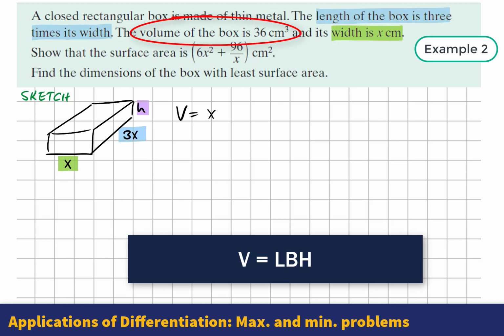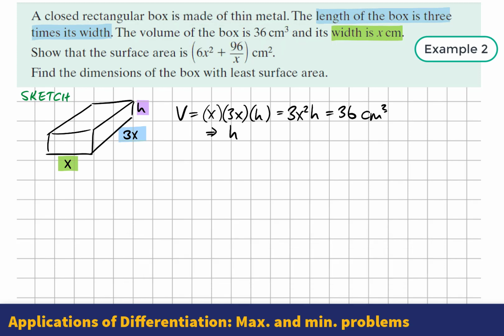The volume of the box is 36 centimeters cubed, which is length by breadth by height. So when we multiply the 3 dimensions, we see that 3x squared h equals 36. Dividing both sides by 3x squared, we see that h turns out to be 12 over x squared. So now that we have the dimensions all in terms of x, we should be able to find the surface area in terms of x.